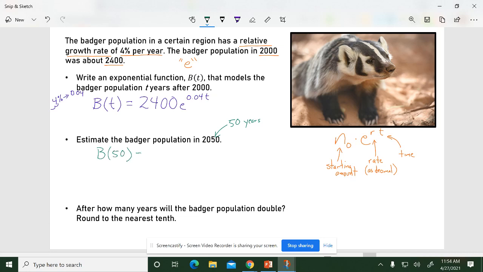So we're going to say B of 50, badgers after 50 years, is equal to 2,400 e to the 0.04 times 50 power. You can punch that into a calculator as is. I'm going to go ahead and multiply 0.04 times 50 because that works out pretty nicely. 4% of 50 is 2. So it's going to be e squared, e to the second power. So I'm going to go to the calculator and type in 2,400 e squared.